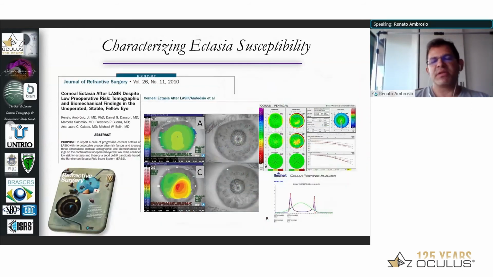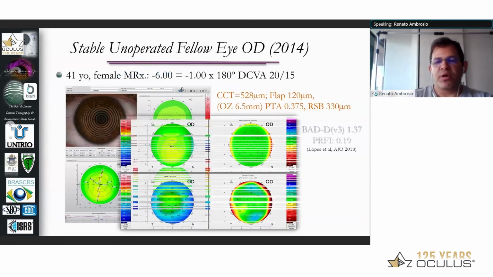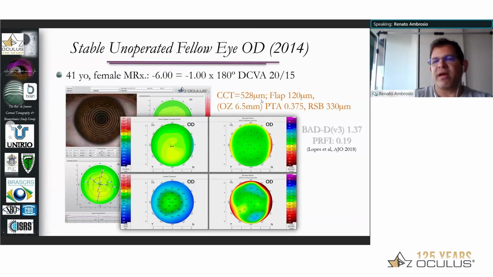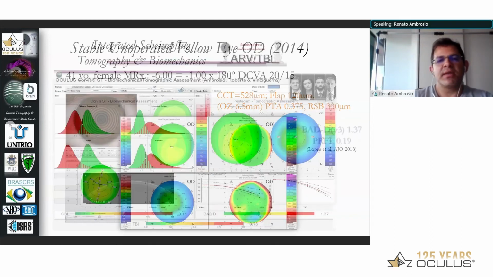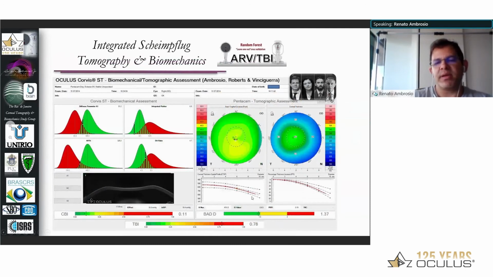This is a very similar situation to the case that we first published in 2010. That's when I coined the term ectasia susceptibility. This patient is still stable. If you look at the tomography data, you have a borderline Belin-Ambrósio D, 1.37, and 0.19 of the PRFI. This patient may qualify for LASIK. But if you see the tomographic and biomechanical integration of 0.78, this is a very abnormal, weak cornea. The patient has 20/20 plus corrected vision now, and this patient does not have keratoconus.